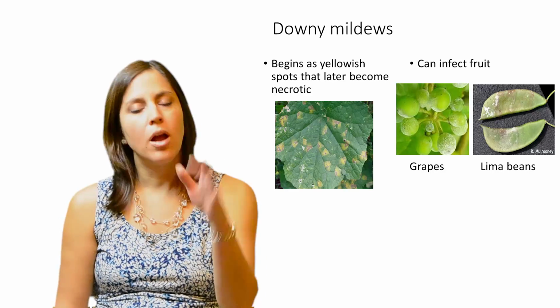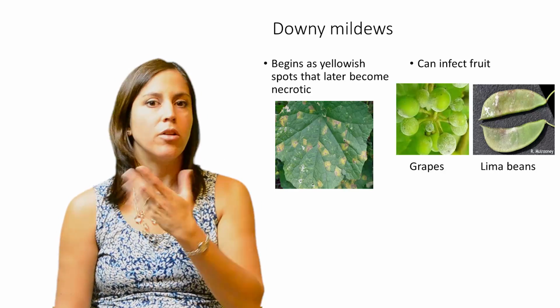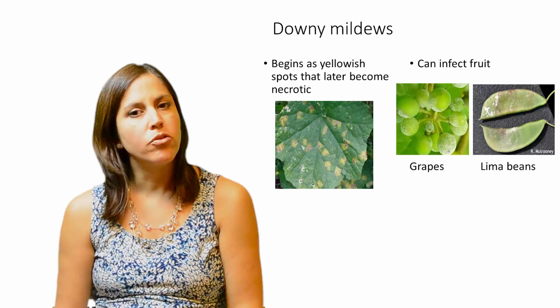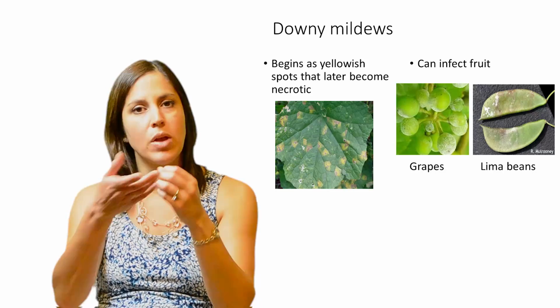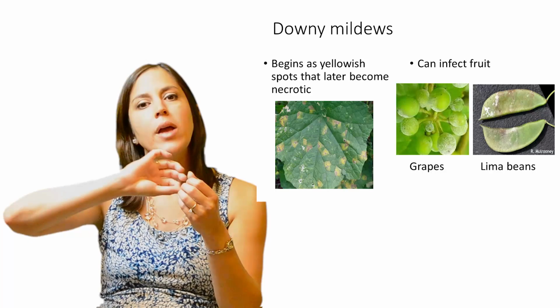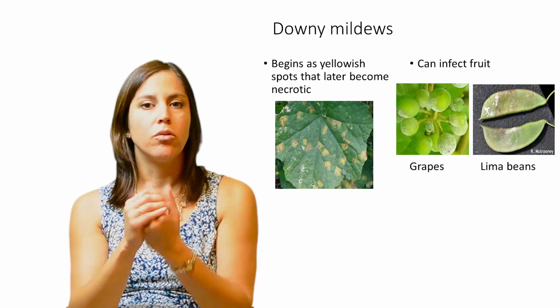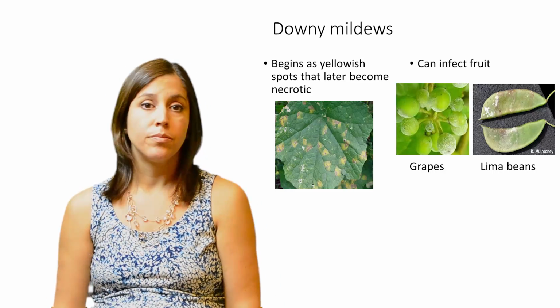So normally on top of the leaf, it's going to begin as yellow spots, and then later they're going to become necrotic. But it can also infect the fruit, and these are just two examples, in grapes and in lima beans, where you can see the actual white growth on top of the fruits, on top of the vines as well, for downy mildews.